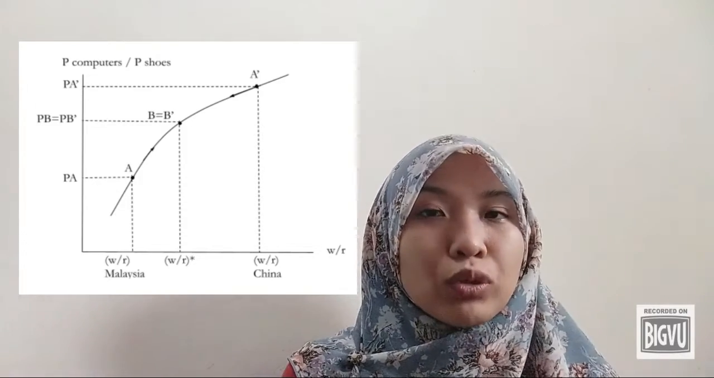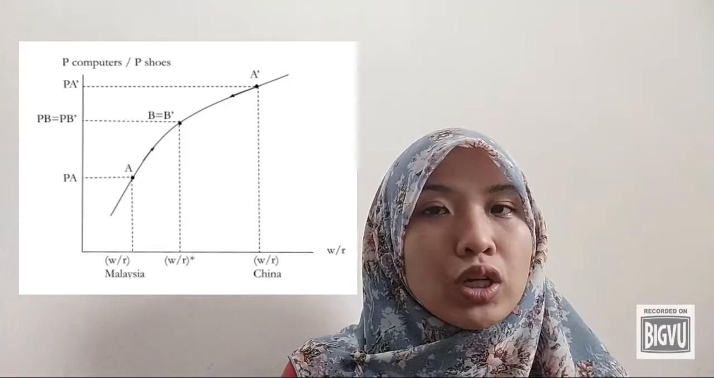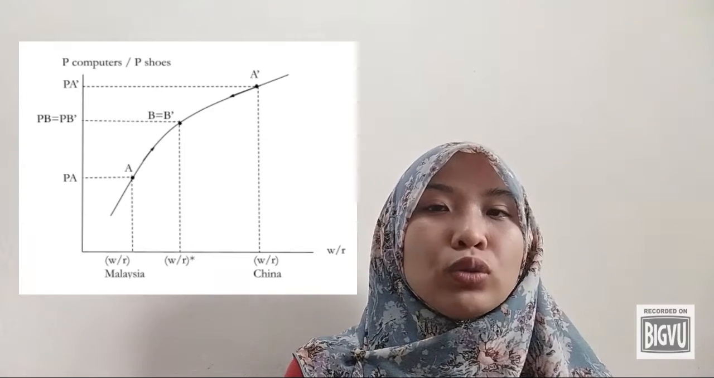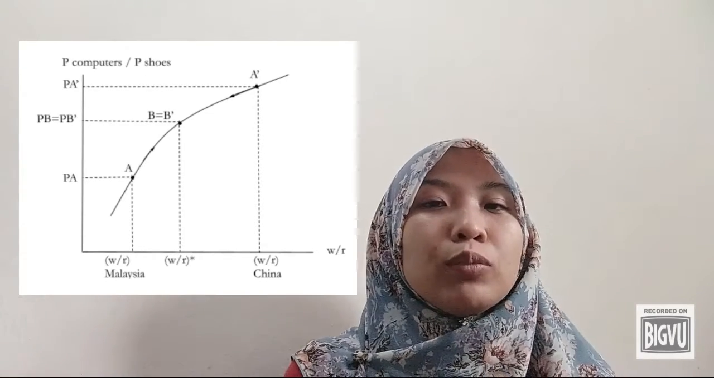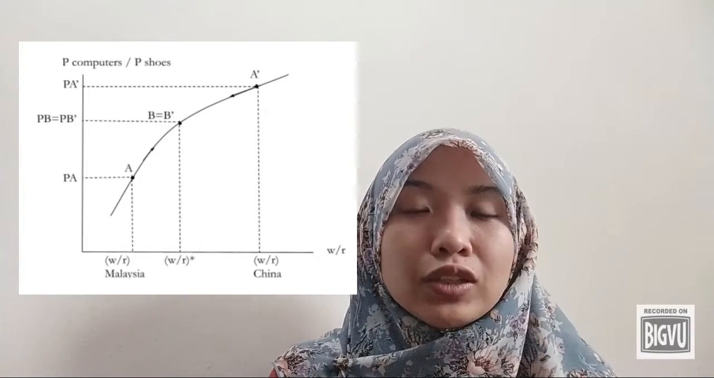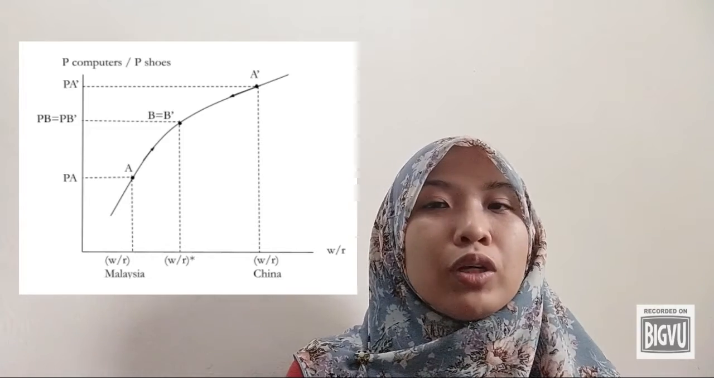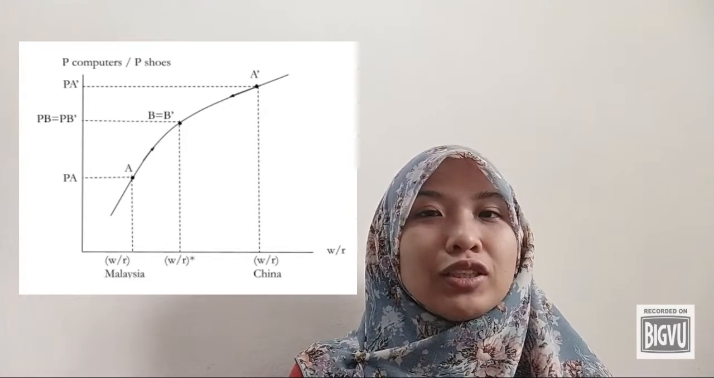So through trade, production in both countries will shift, which causes resources to shift too. Firms in Malaysia will rent capital up to the point where marginal product equals the rental rate, while firms in China will hire labor up to the point where marginal product equals the wage rate. These shifts lead to product prices of both countries to be equal at point PB equals PB prime, which concludes that both countries share the same marginal productivity relationships.